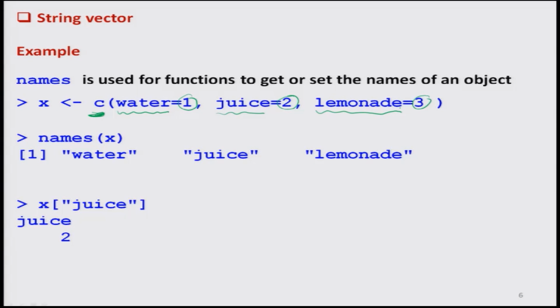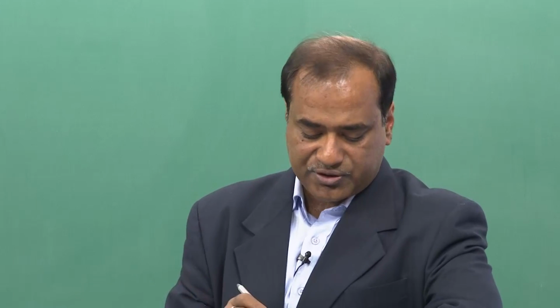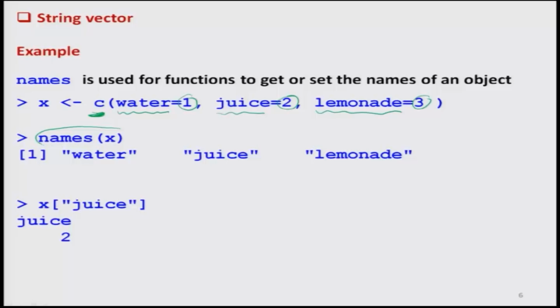Now, suppose somebody has given me the vector x, and I want to know what names are given to each element. I use the same command, names of x, and as soon as you press enter, you get the same outcome: water, juice and lemonade. Water is the name of the first position value, juice is the name of the second position value, and lemonade is the name of the third value.